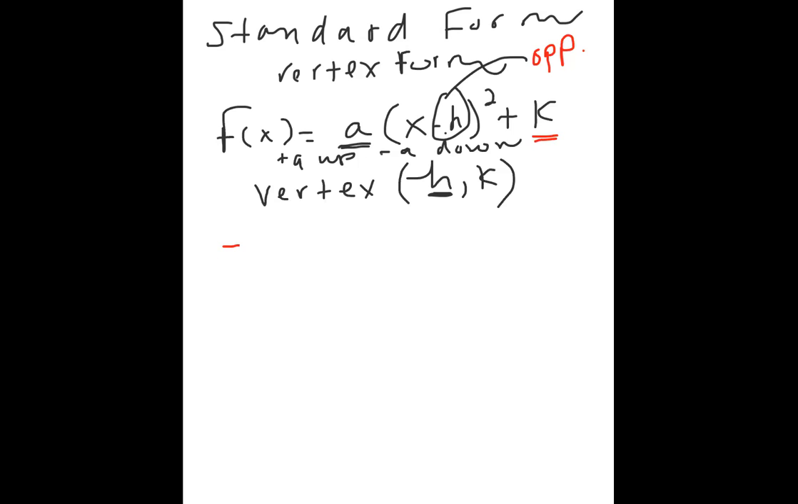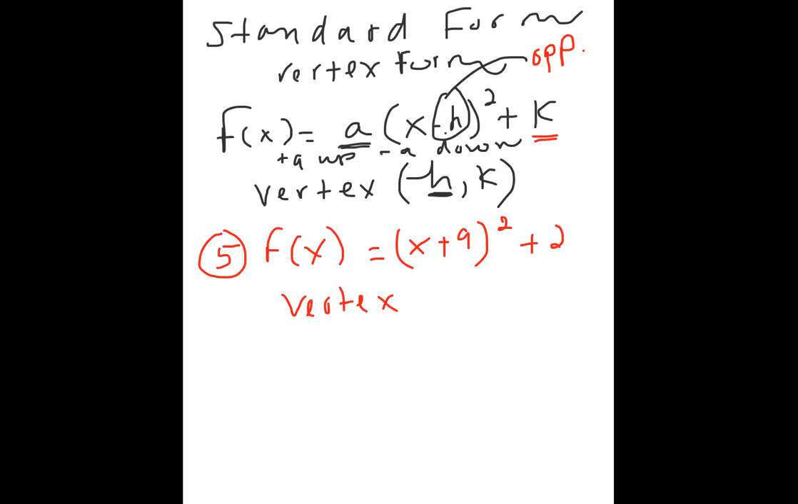This is problem number 5 from the same assignment. It's f of x equals (x plus 9) squared plus 2. Now, the question is simply this: what is the corner of the vertex? Shazam, look at how easy this is, guys. I'm going to do the opposite of what's inside the parentheses. It's a positive 9, so it's going to become a negative 9, comma, the value on the outside, positive 2. And that's it. It's that easy.